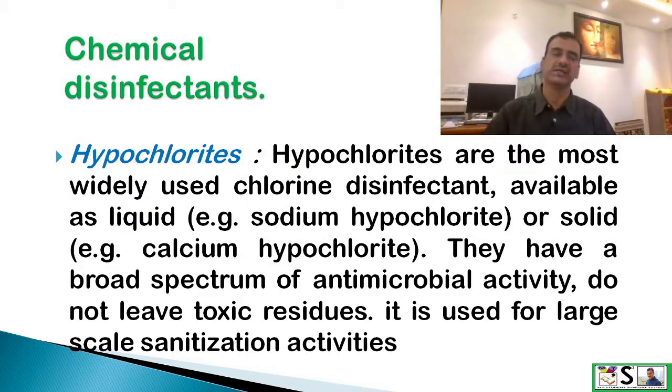Hypochlorites. Hypochlorites are the most widely used chlorine disinfectant, available as liquid sodium hypochlorite and solid calcium hypochlorite. They have broad spectrum antimicrobial activities. They are bactericidal as well as virucidal and fungicidal, and they do not leave any toxic residue. It is used for large scale sanitization activities, as you have seen in the COVID-19 prevention activities.